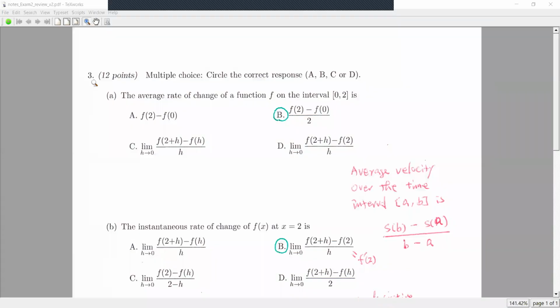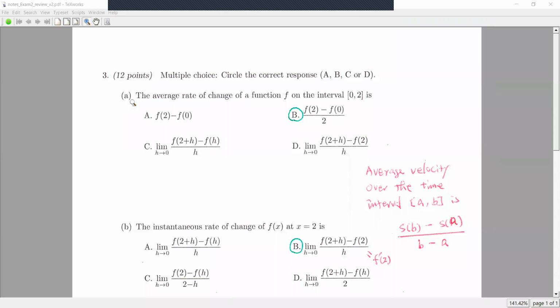Problem number 3. This problem is also from exam number 1, spring 19, and also belongs to section 3.1. Multiple choice. Circle the correct response. Part A. The average rate of change of a function f on the interval from 0 to 2 is b.